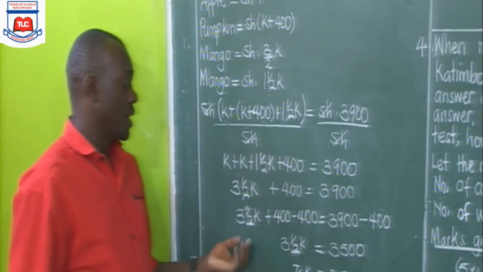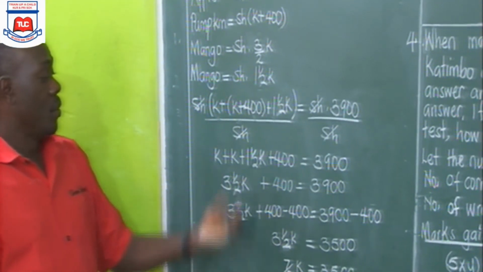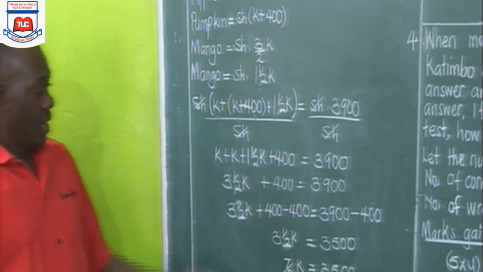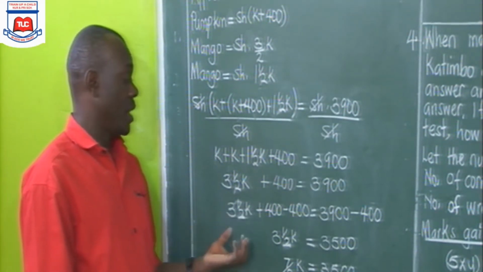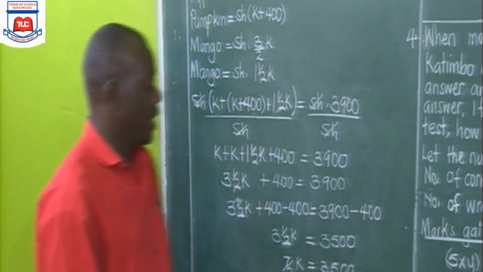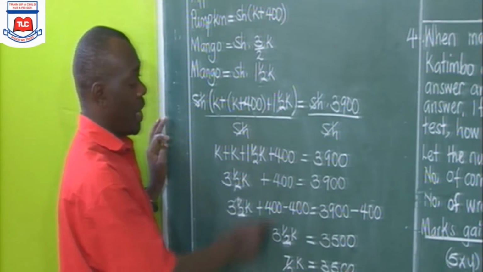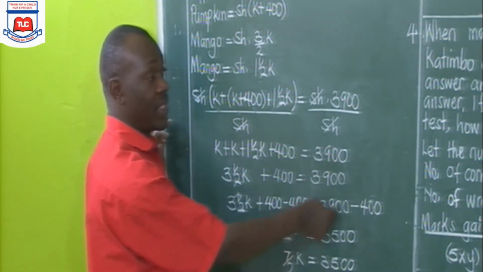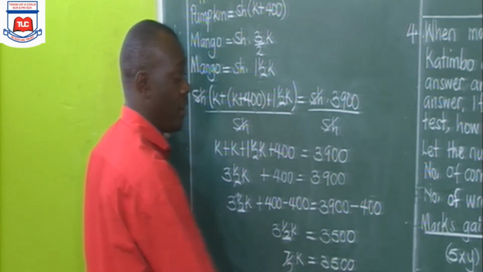Let 400 go as usual. That is, we are doing the opposite of it. Being a positive is going to be a negative either side. That is 3.5 K plus 400 minus 400 is equal to 3,900 minus 400. Here we are remaining with 3.5 K equals the difference between 3,900 and 400, which is 3,500.